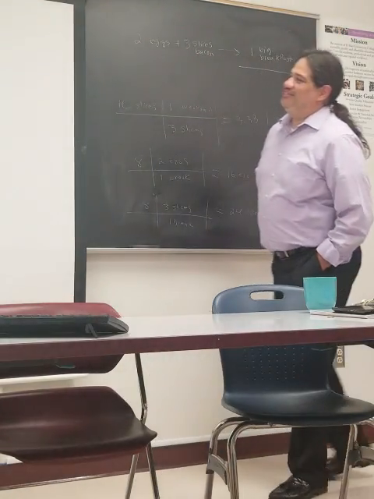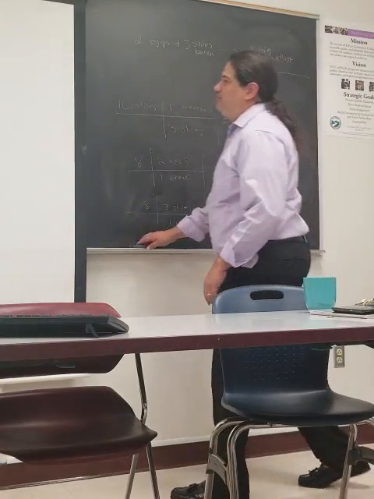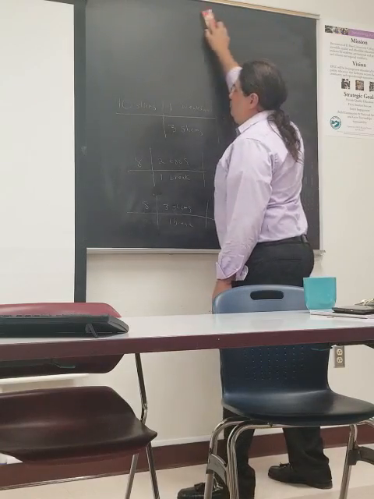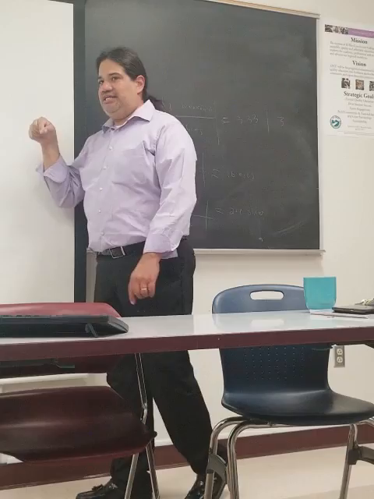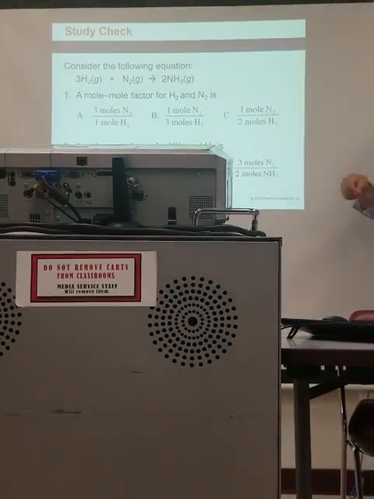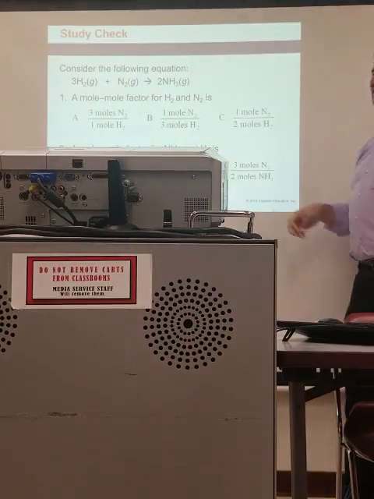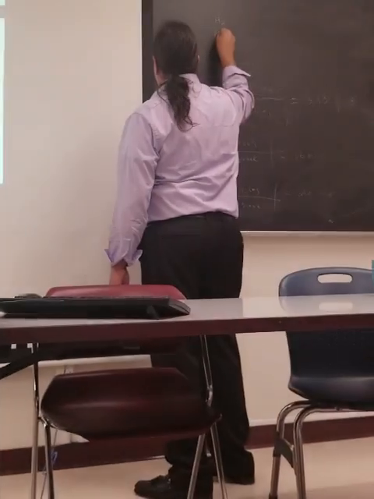Okay. So consider the following equation, a mole to mole factor for hydrogen and nitrogen. Now, the order in the sentence is the order in the fraction. So if they're giving it to us hydrogen and nitrogen, then that means hydrogen is on top and nitrogen is on the bottom.